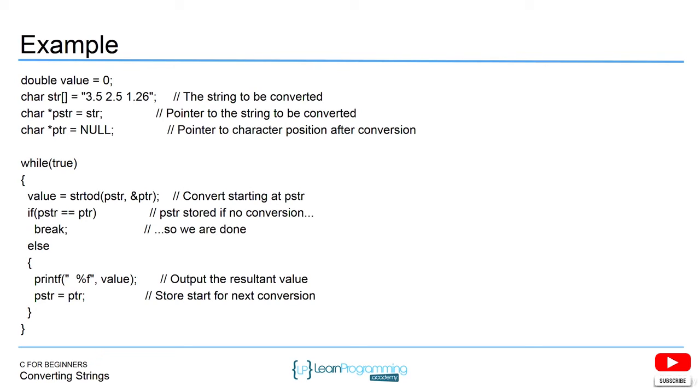Otherwise, if we were able to convert the value, we're just going to print it out. And we're then going to go for the next conversion. pstr is going to equal ptr. So you can run this and you can see that it's going to end up converting everything in the string array to specific double values.